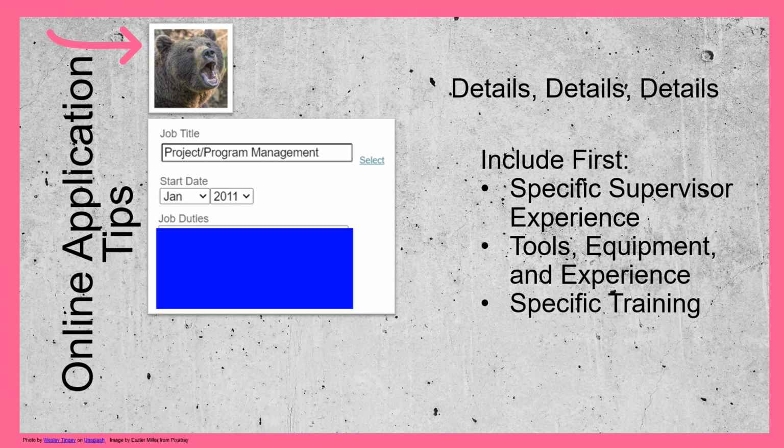Details, details, details. But you want to be strategic because, again, you only have so much room. Include first specific supervisory experience if that's the type of job you're going after, the tools that you use, equipment that you've used, your experience, and specific training.